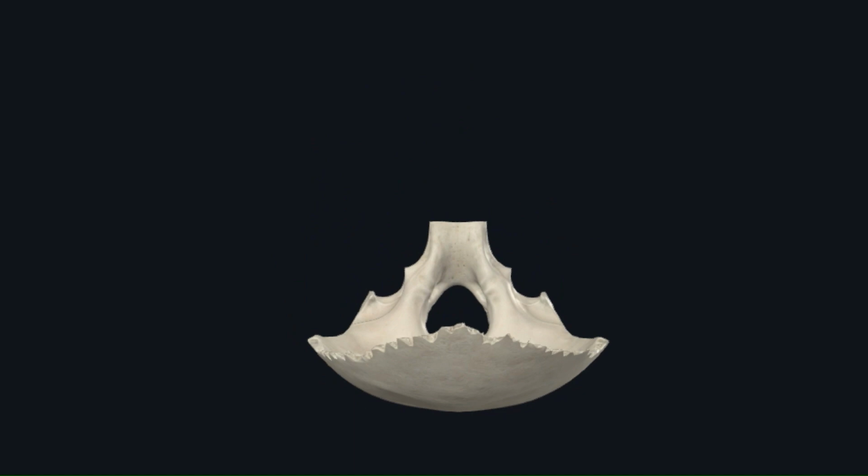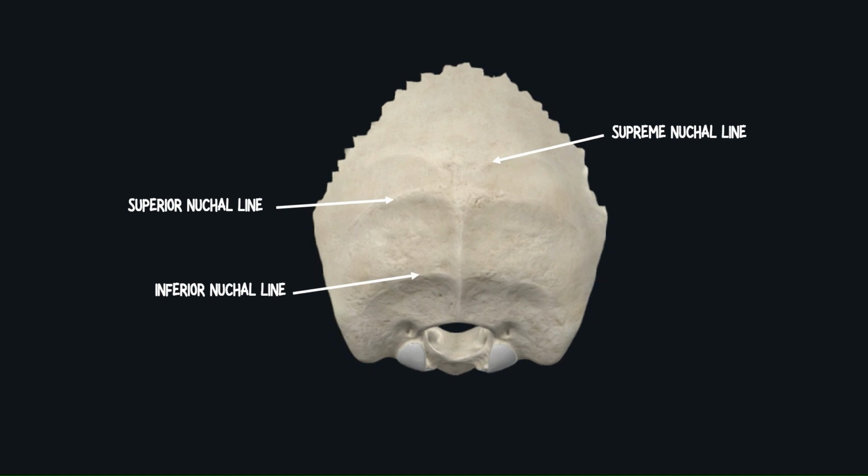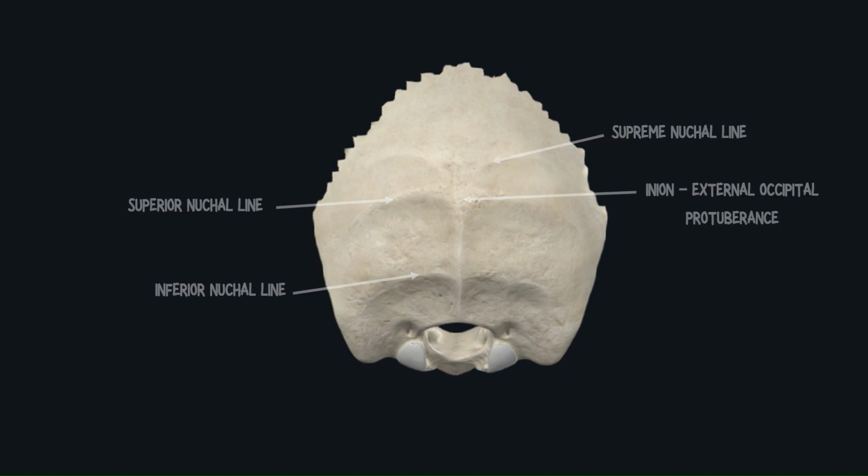From behind, the supreme nuchal line extends laterally from the external occipital protuberance, and it is the site of origin of the nuchal ligament. The superior nuchal line runs slightly inferior. It provides origin to the trapezius, sternocleidomastoid, and splenius capitis muscles. The inferior nuchal line runs further inferiorly, point of insertion of the semispinalis capitis muscle. The inion, the midline bony prominence in the occipital bone from which the ligamentum nuchae and trapezius muscle attach.